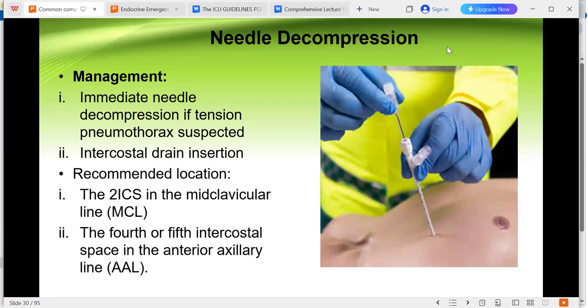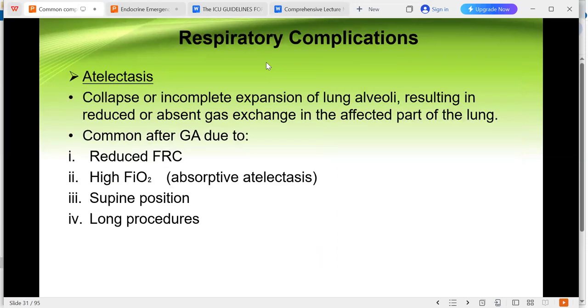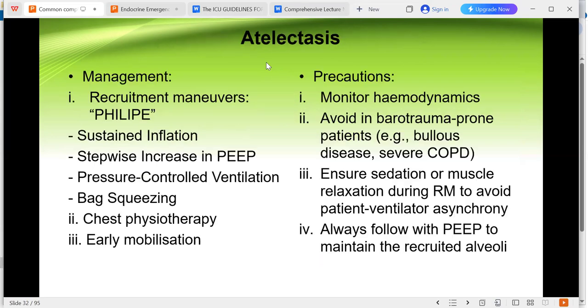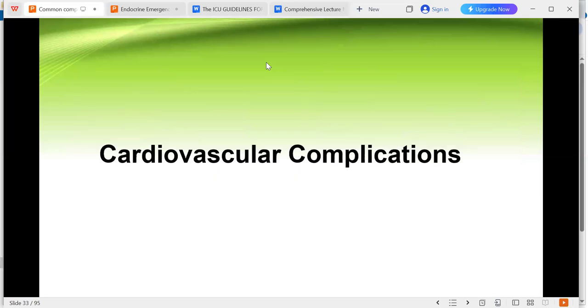You can also use the fourth or fifth intercostal space in the anterior axillary line. All you want to do is get the air out so that they can ventilate and you can relieve their cardiovascular collapse. This is important, and this is what we did. Eventually, we inserted a bilateral intercostal chest drain, and the patient improved, although the patient is still in the ICU. So pneumothorax is a very important complication during anesthesia. We also looked at atelectasis and the need for us to recruit the alveoli.